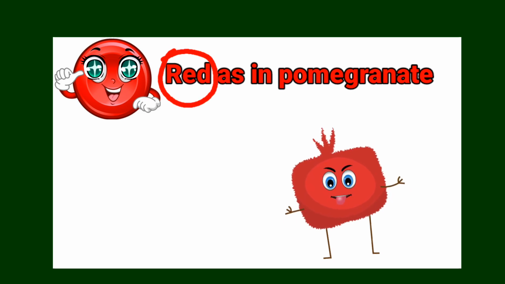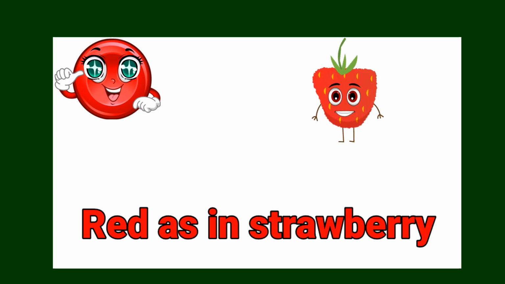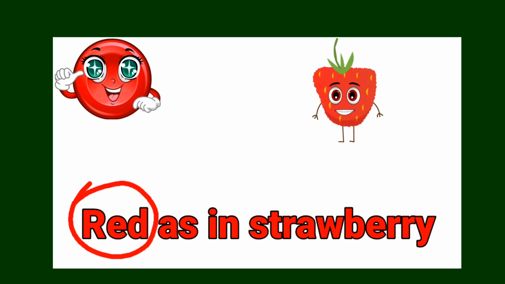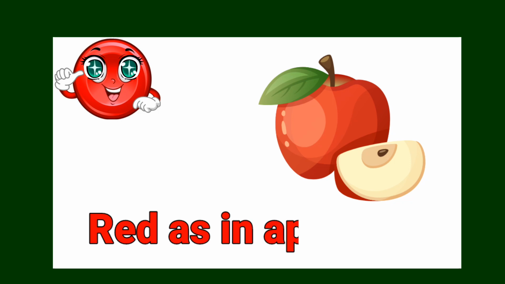Can you circle the sight word red? R-E-D, red. Red as in pomegranate. Circle the sight word red. R-E-D, red. Red as in strawberry. Circle the sight word red. R-E-D, red. Red as in apple. Circle the sight word red.